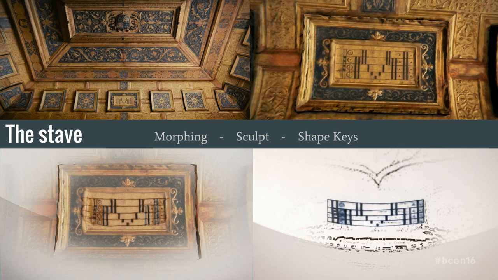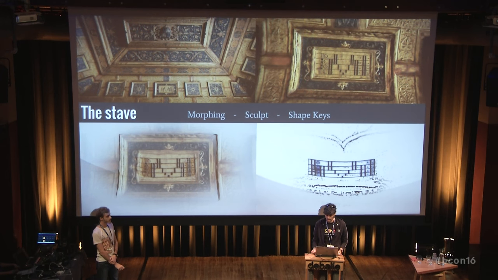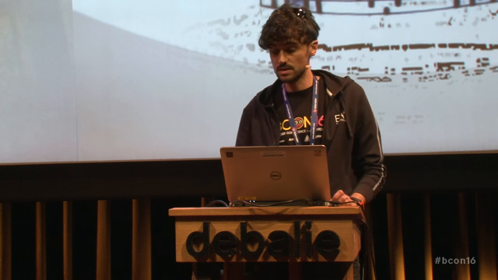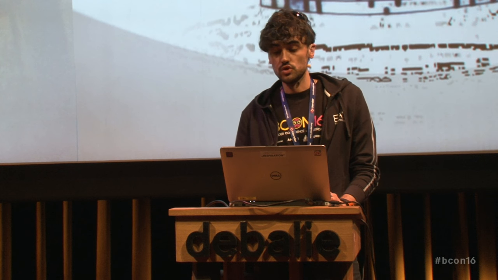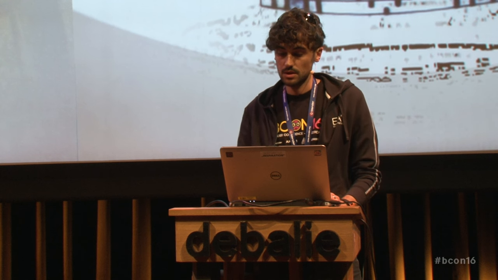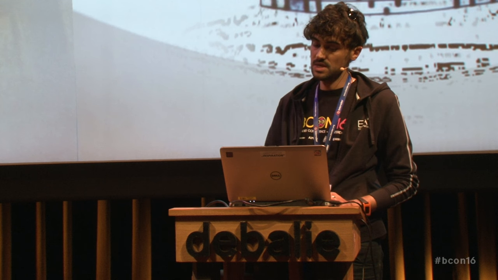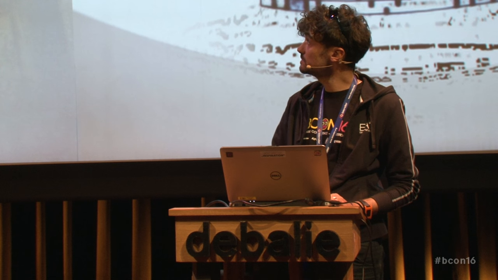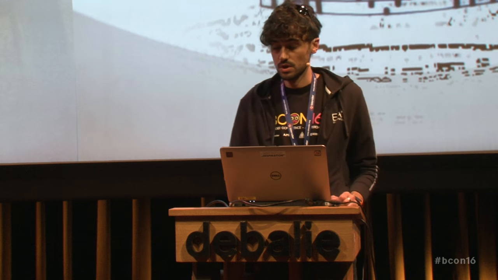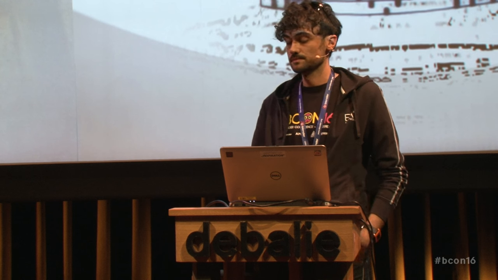On the ceiling of the grotta, you can see there, Isabella wanted a stave. The stave is called Il Silenzio, the silence in English. The same stave is on a Majolica plate of Isabella's collection. So we thought to morph the animation from the ceiling to the plate. To do that, we hand sculpted the ceiling to match the hand painted plate, and we control the animation through some shape keys.